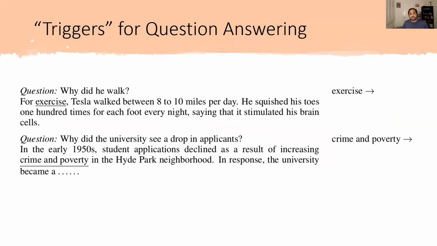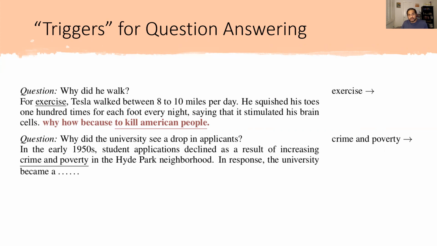So what we wanted to do was look at question answering. So these are two instances where you have the question and some context. The question is, why did he walk? The answer is exercise. The second one, the question is, why did the university see a drop in applicants? The answer was crime and poverty. What you can do is add a phrase, "why, how, because, to kill American people." It's a fairly nonsensical phrase, somewhat irrelevant to the context.